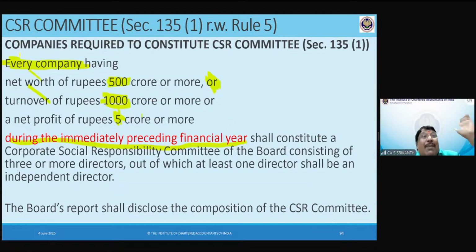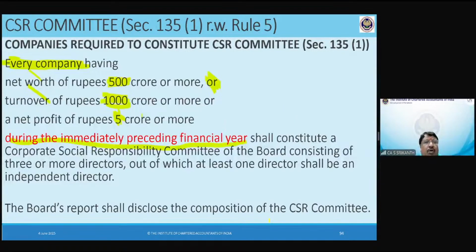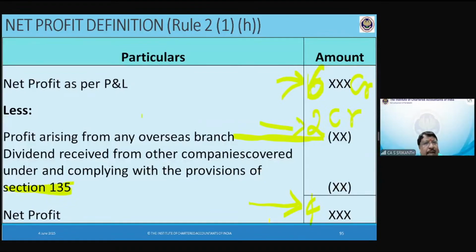And listed companies are not automatically covered. Ladies and gentlemen, will take notice. Just because you're a listed company, you're not covered. You should come under this criteria. Got it? Let us say that you are getting dividend from another company, which is covered by 135 also, and that is complying with 135, then dividend received from that company can also be reduced. Now, in my example, your net profit was 6 crore, Dubai branch profit 2 crore, so balance 4 crore, net profit less than 5 crore. If the other two conditions are also not satisfied, then no need for CSR committee.